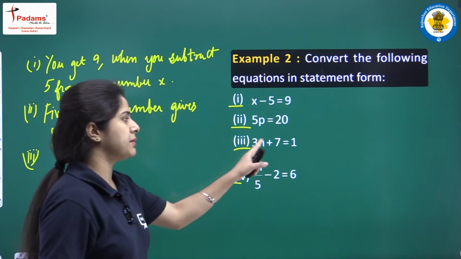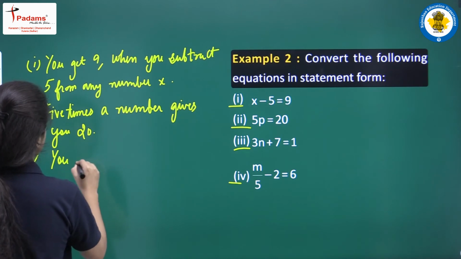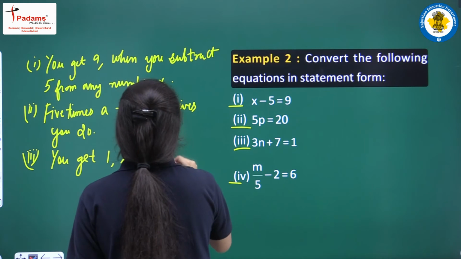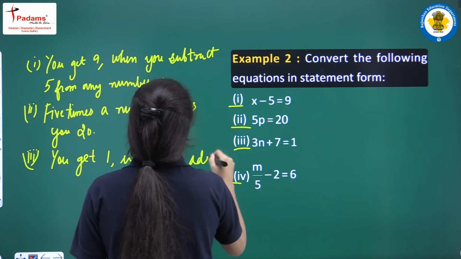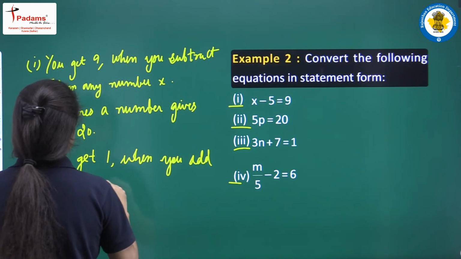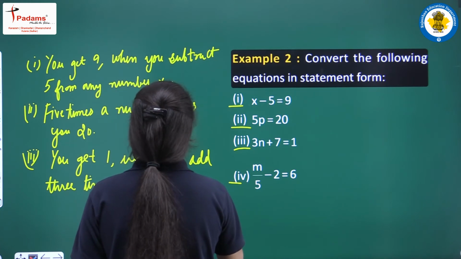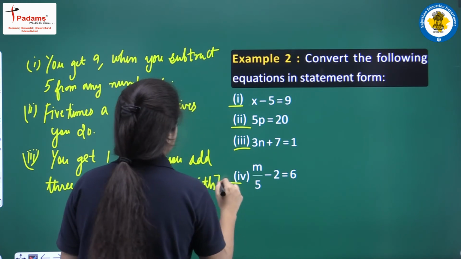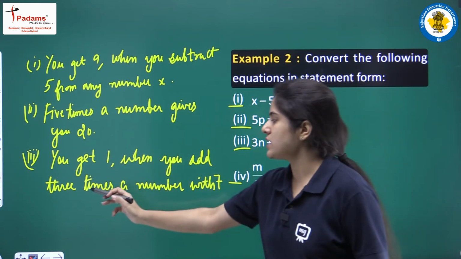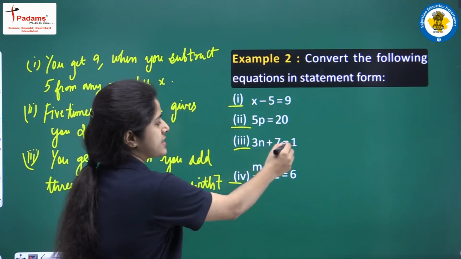Next students, 3n plus 7 is equal to 1. What is this? You get 1 when you add 3 times a number with 7. Have a look students, you get 1 when you add 3 times a number with 7.